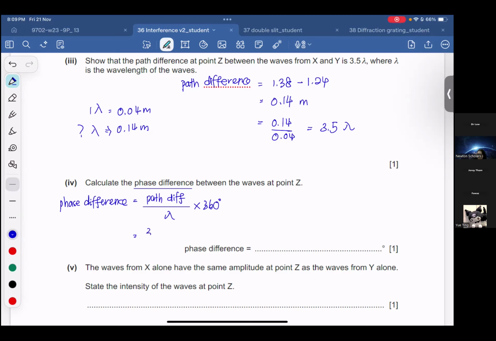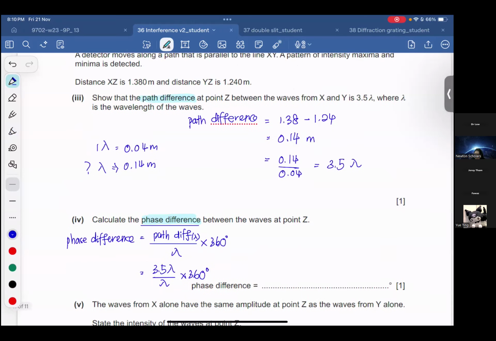So here, we got an extra travel of 3.5 wavelength, divided by 1 complete wavelength, times 360 degrees. Okay, this is how we calculate phase difference. When you read the question and solve it, do not confuse path and phase. Phase can be in terms of degrees or in terms of pi. Path is distance difference. So when we apply this formula, path difference is in terms of wavelength. So I got an extra travel of 3.5 wavelength compared to the other wave.